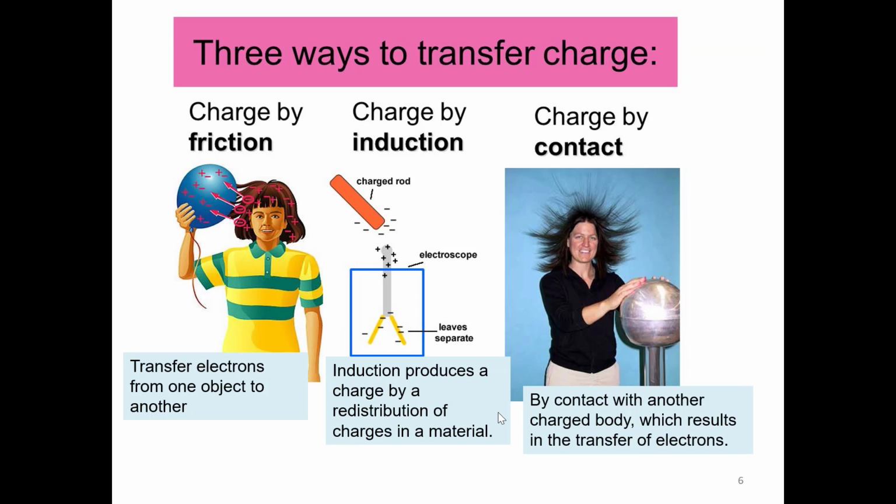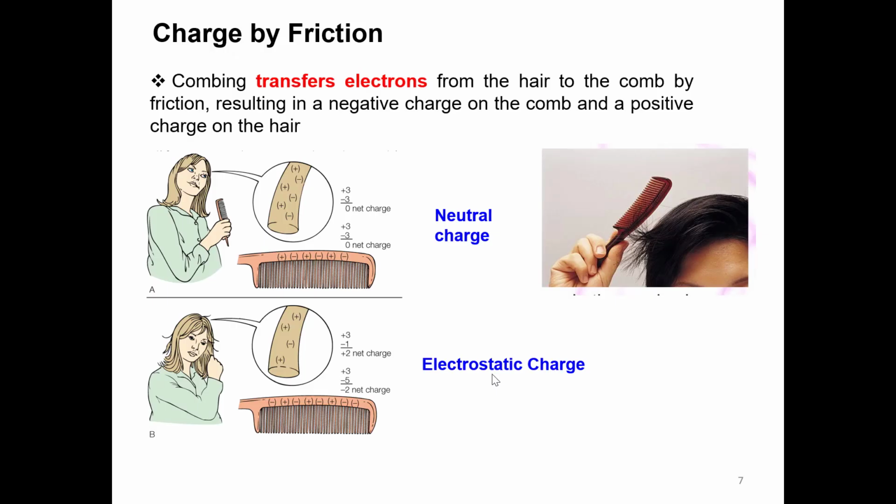There are three ways to transfer charge: by friction, by induction, and by contact. Friction occurs when there is a transfer of electrons from one object to another object. Induction occurs when there is a redistribution of charges in a material. And contact occurs when there is direct contact with a charged body, which results in a transfer of electrons.